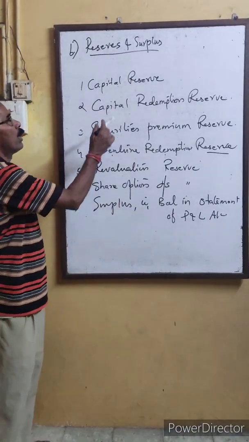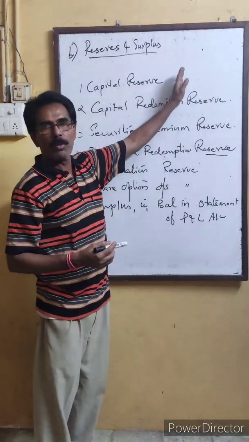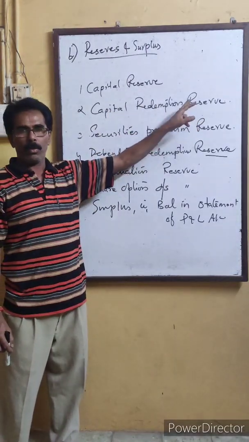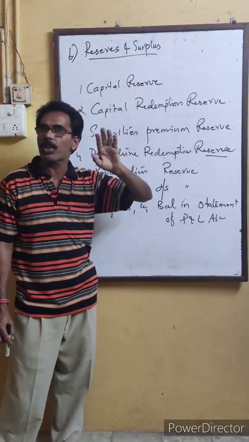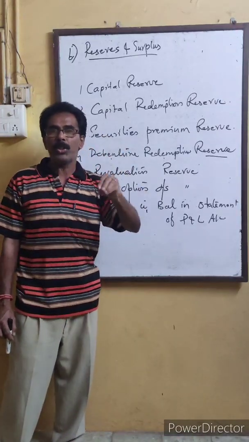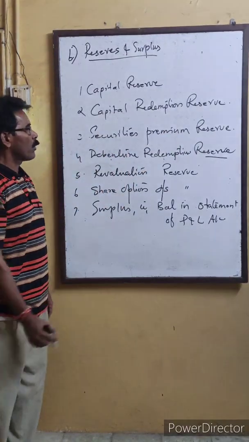Already explained: capital reserve, which is the reserve made from capital profit. Capital redemption reserve: sometimes a company may buy back its shares. When a company buys its own shares back, the reserve made is called the capital redemption reserve.